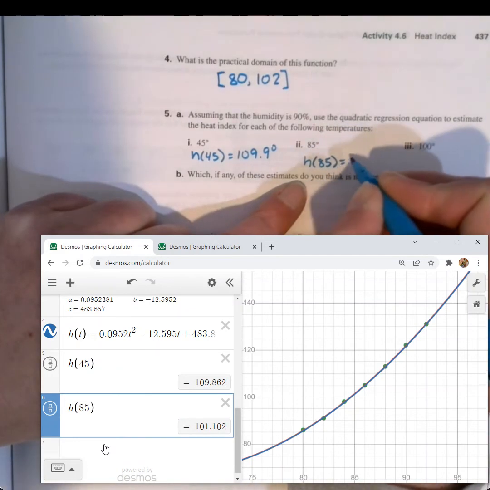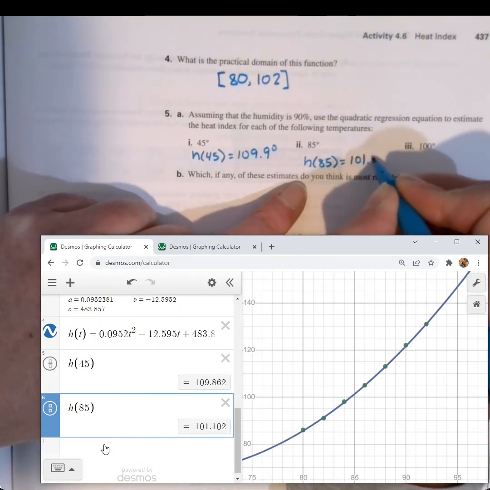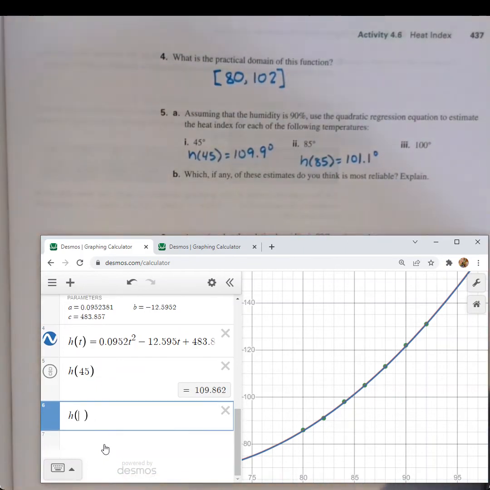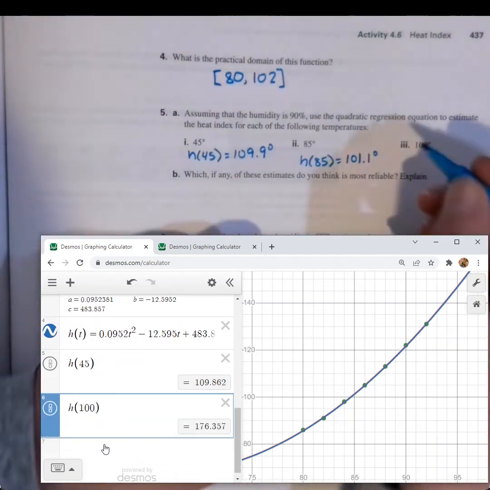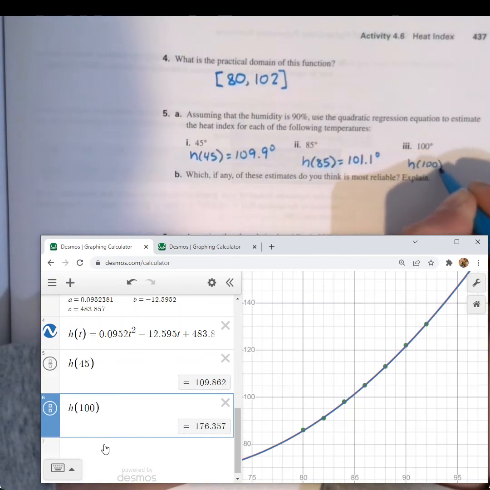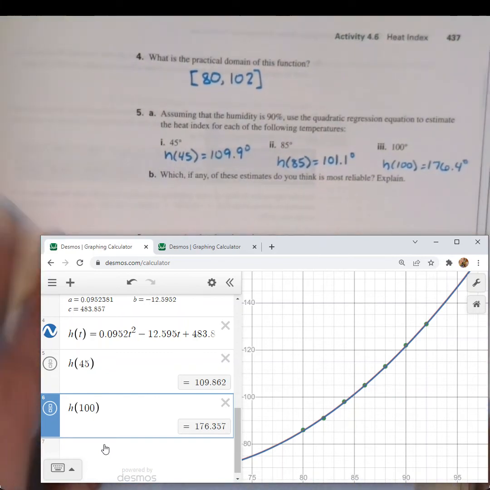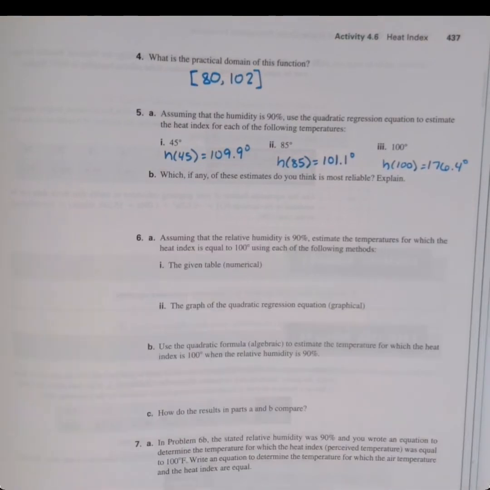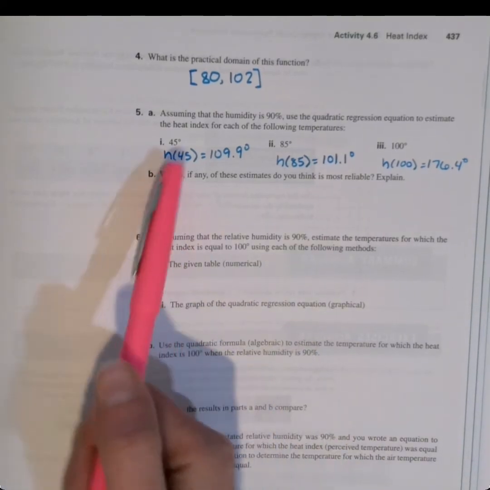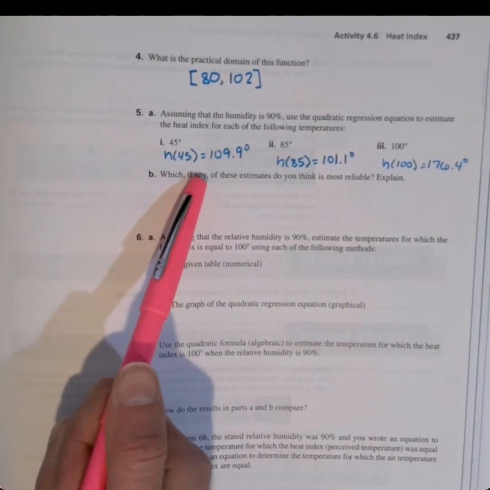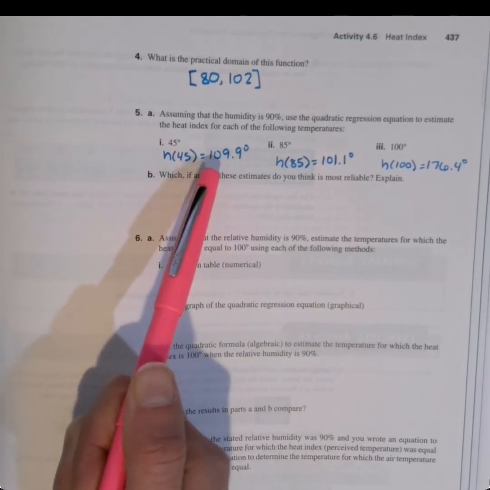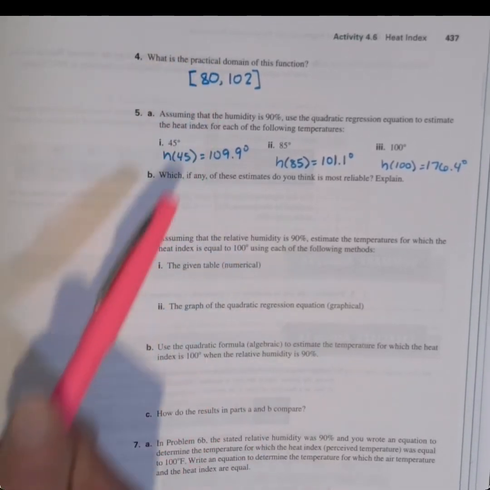Okay. And then H of 85 would give us a heat index of 101.1 degrees. And H of 100 would give us a heat index of 176.4 degrees. Now, when you're looking at some of these numbers, we should be thinking, no way. So part B asks us, which, if any, of these estimates do you think is the most reliable? The only one that's likely to be reliable is the middle one. No way, if it's really 45 degrees, does it feel like 109 degrees? That one does not make sense, and it's clearly outside the practical domain.